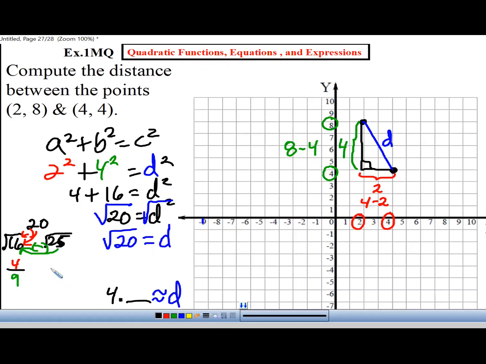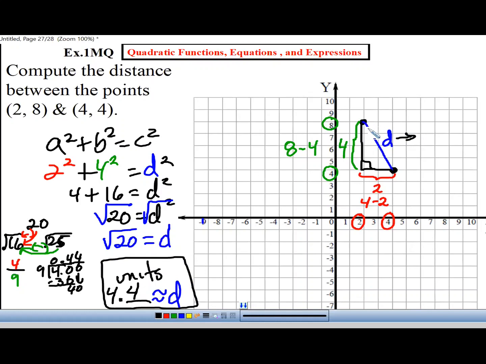Let's do the division. 4 divided by 9 does not fit in there. Add a decimal, add a 0. 4 times 9 is 36. Subtract that, add another 0, bring it down. And if we repeat it, it repeats, but we only want it rounded to the nearest tenth. That means to the first 4. Is it going to go up to a 5 or stay at 4? Well, it stays at 4 because this was not a 5. So this is approximately 4.4 units. That's the distance of this segment between those 2 points.